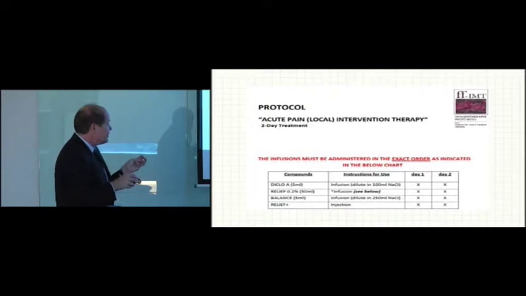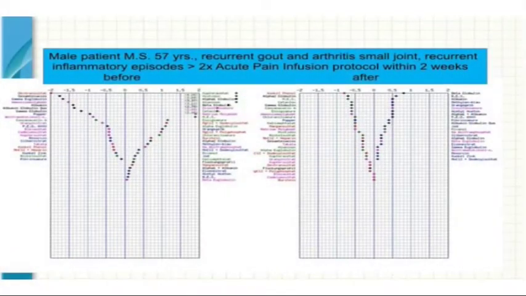So a lot of orthopedics combine this infusion with a local infiltration to really relieve the acute pain. For example, a male patient with recurrent gout, arthritis of small joints, and recurrent inflammatory episodes got this treatment twice within 2 weeks, along with the local injections. And you see that acute pain is very often also associated with inflammation, as indicated here. And you see the improvement in the two charts here.